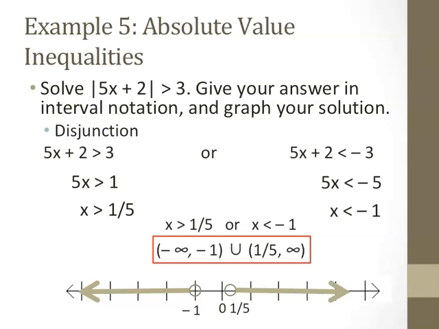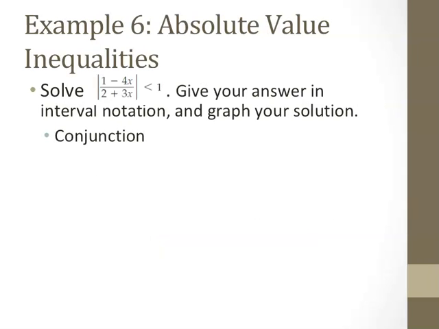One last example. We have the absolute value of 1 minus 4x over 2 plus 3x is less than 1. All right, so first thing to notice is, although we have a fraction, this is still a conjunction. Next, we can write out our two separate inequalities just like we were doing before. So 1 minus 4x over 2 plus 3x is less than 1. And then 1 minus 4x over 2 plus 3x is greater than -1.